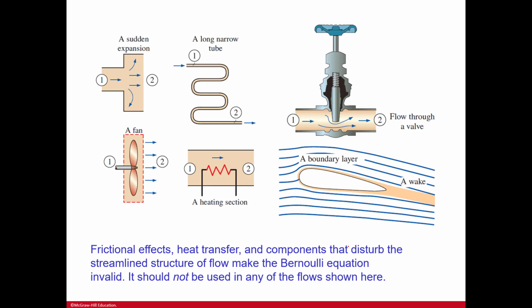Okay, so here are frictional effects, heat transfer, and components that disturb the streamline structure of flow and make the Bernoulli equation invalid. It should not be used in any of the flows shown here. So you see a heating section, a purposeful heating section, a long, narrow tube with lots of friction, a sudden expansion, a fan, because we've got a mechanical device here. We've got another, a valve here, because we're not looking at a steady flow. And then within here, a wake and a boundary layer, because those are not uniform like up here.